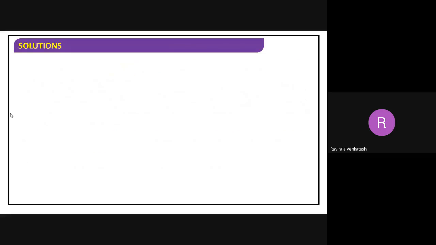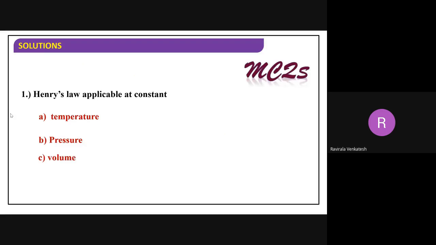Can you give the answer better? Henry's law is applicable at constant? Temperature. Temperature.